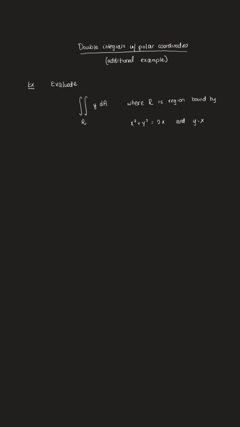Right, so we're going to do an additional example of a double integral where we may need to use polar coordinates to better define our region. So let's suppose that we want to evaluate the double integral over R of y dA, where our region is bound by x squared plus y squared equals 2x and y equals x.